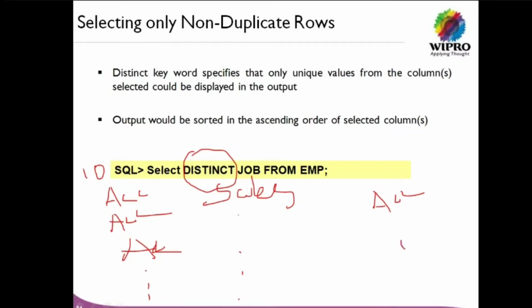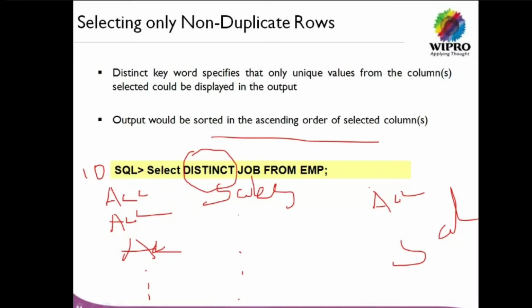One is the accountant and another one is the sales. So when you are going to display the output using the distinct, the output may be sorted in the ascending order of the selected column. Ascending order display ஆகும். So this is one of the condition.